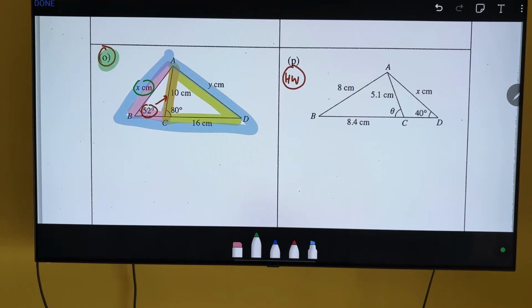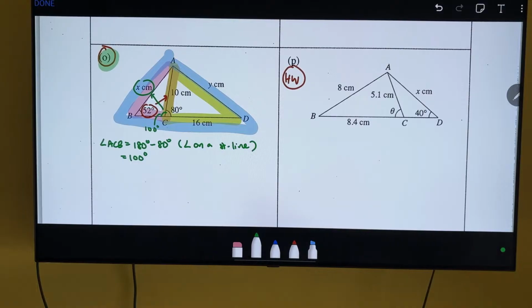And are we able to find the corresponding angle? Yes, we can, because if one side of angle ACD is 80, then ACB will be 180 degrees minus 80 degrees, angles on a straight line. So we have 100 degrees here. With corresponding sides and angles, this is the point where we ask ourselves, do we use sine rule or cosine rule? Yes, that's sine rule.